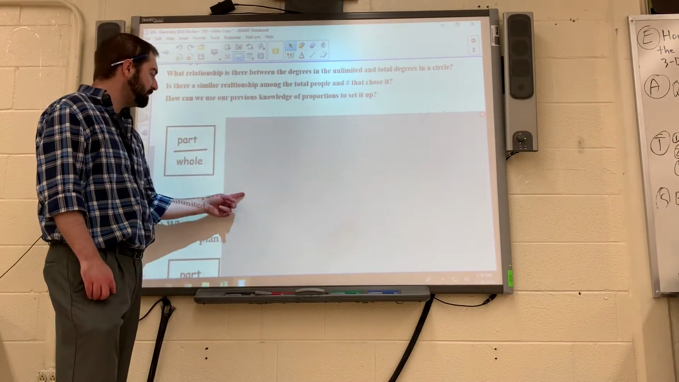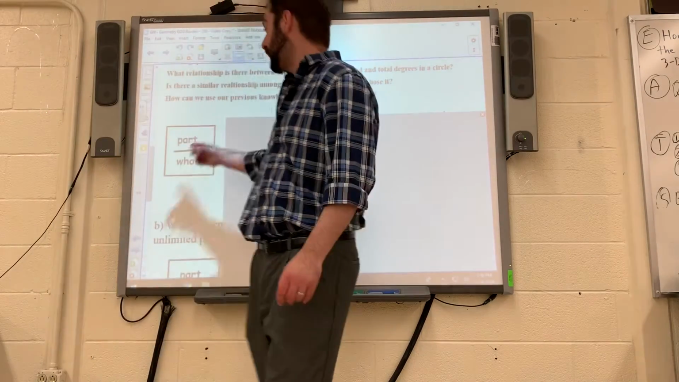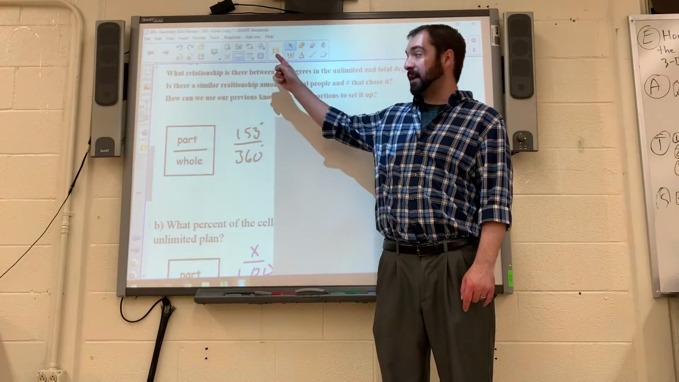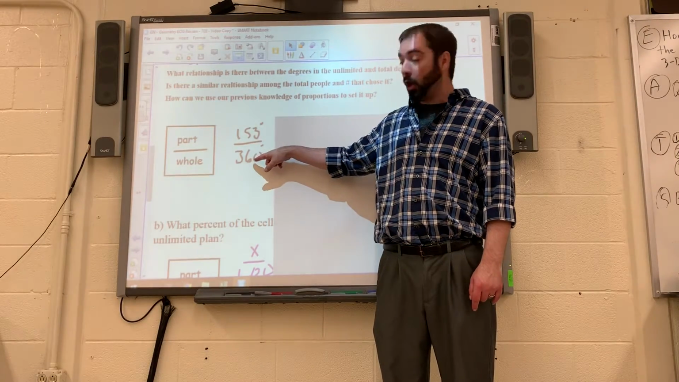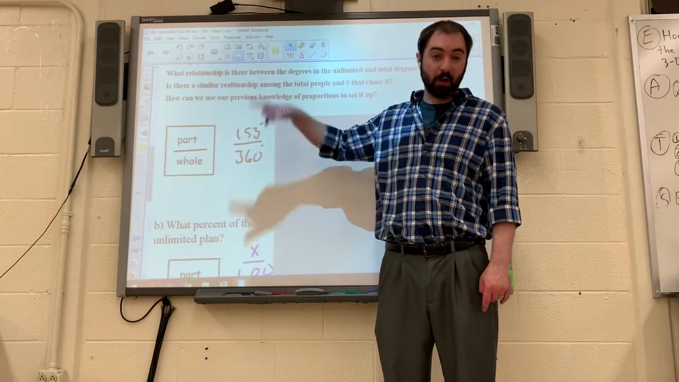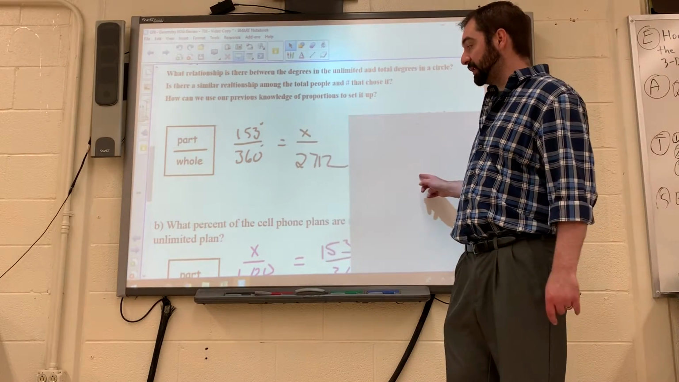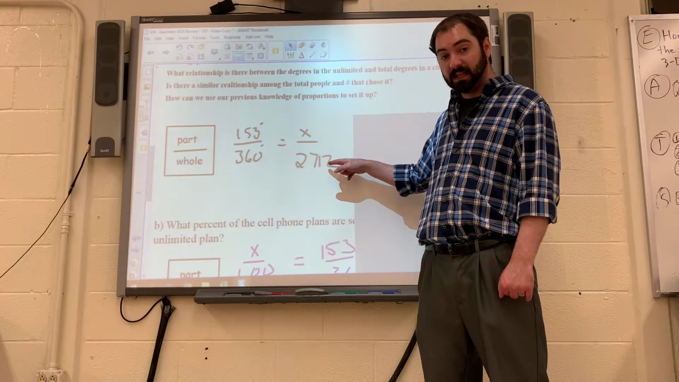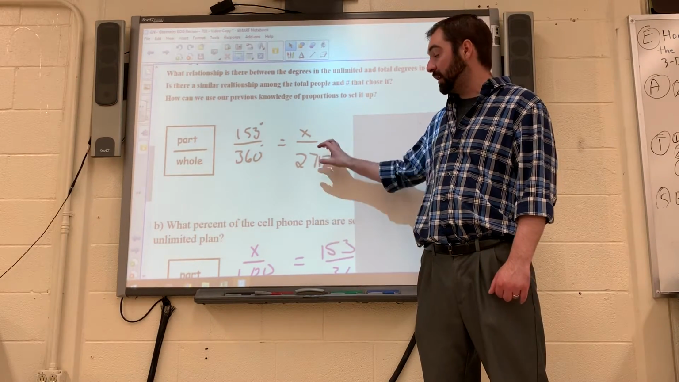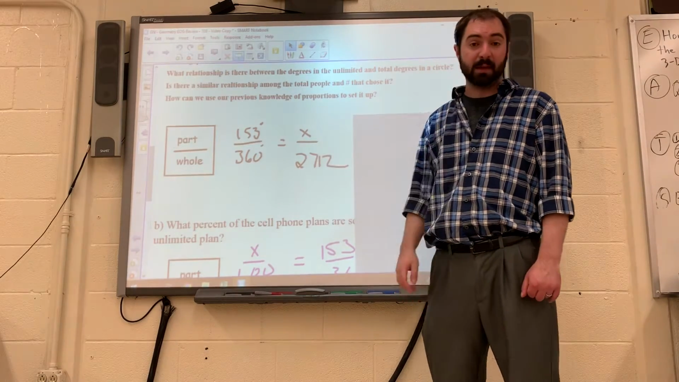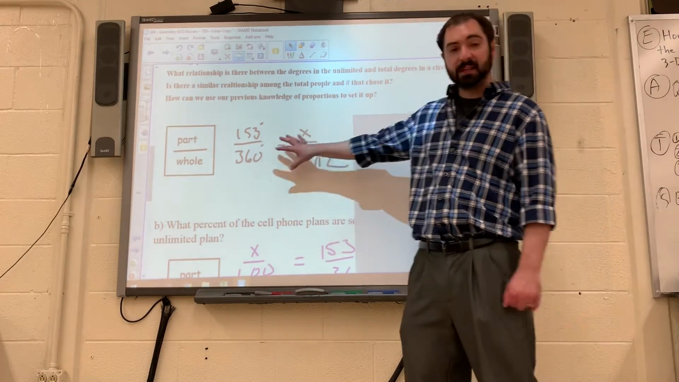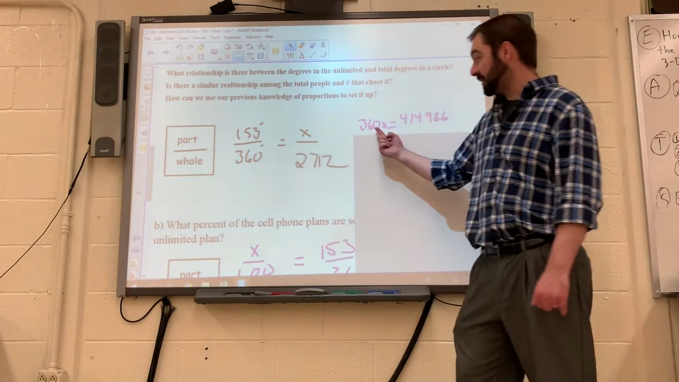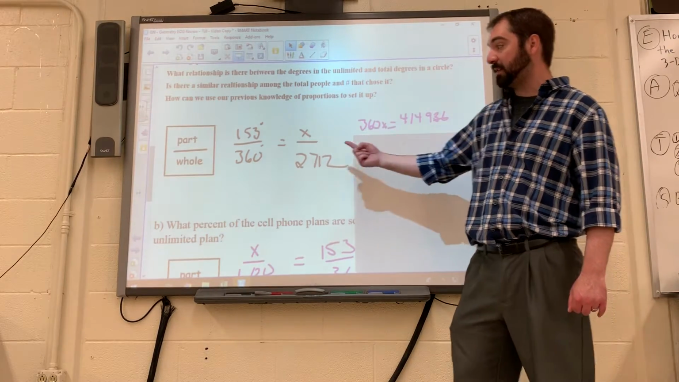Well, the first thing, I'm thinking back to when you first learned about ratios, parts to whole. The first thing I know is that there's 153 degrees in my chart that I had there. And there's a whole of 360 degrees in the entire circle. I also know that there's a total or a whole number of 2,712 phones from Verizon, but I don't know how many of them chose the unlimited plan. But again, if I set this up, now it looks like something that I've seen before. I can cross multiply. So 360 times x is 360x.